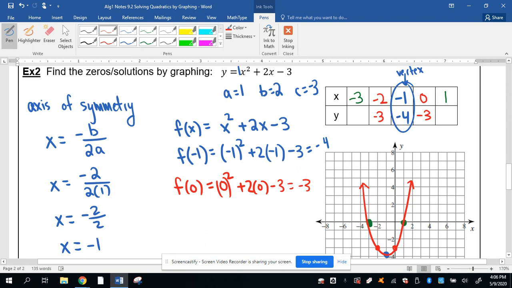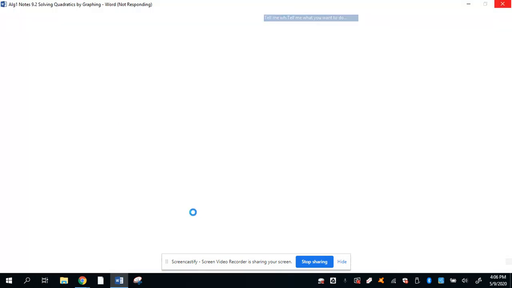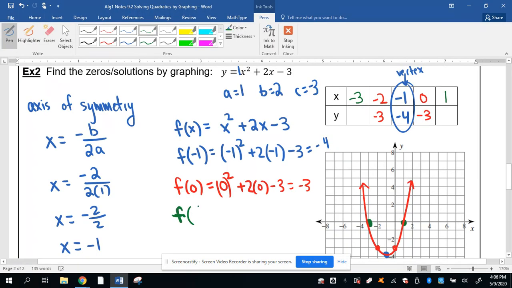And then also to find the y values of our next coordinate points, you can then just plug in f of 1, which is 1 squared plus 2 times 1 minus 3, and that is 0. And so those are actually our answers.